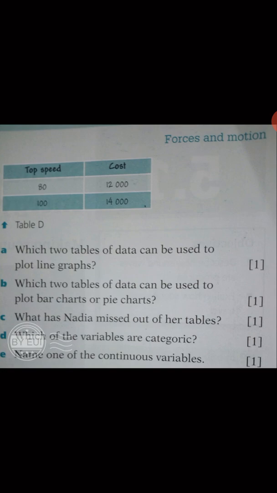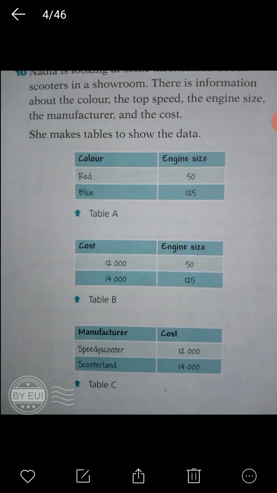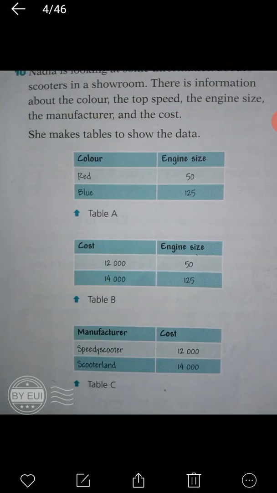Question D. Which of the variables are categoric variables? So what are categoric variables? They are variables which have words in them. So let's see. Table A has words. Yes, it has colors, red, blue. So in table A, color is the categoric variable. And next, which information is in words? From table C, manufacturer. The names of the manufacturer, Speedy Scooter and Scooter Land. These two are also words, so they are also categoric variables. So the correct answer is color and manufacturer are categoric variables.